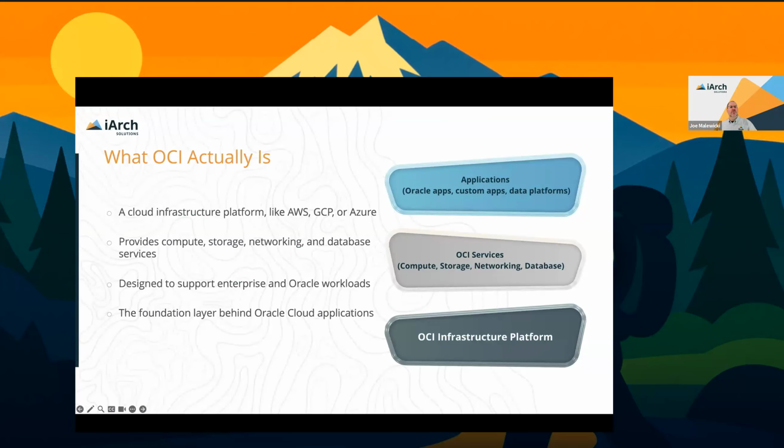So let's simplify this. What OCI actually is. At its core, OCI is a cloud infrastructure platform, also known as IaaS, or infrastructure as a service. Again, you've heard of Google Cloud, Microsoft Azure, AWS from Amazon. Conceptually, it's the same idea. It's one of those same hypervisors or same organizations, platforms. Plus, I'll put a plus on that.